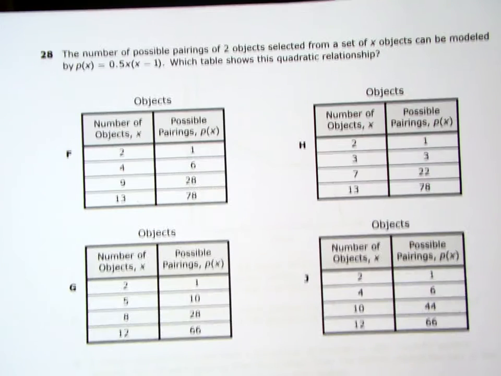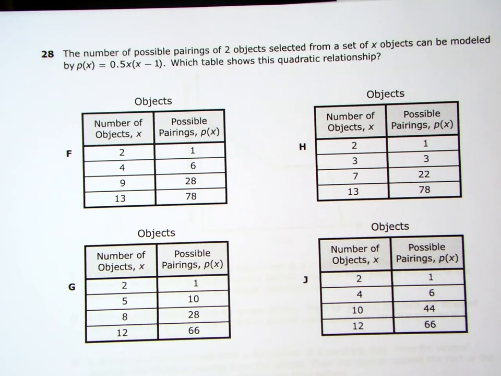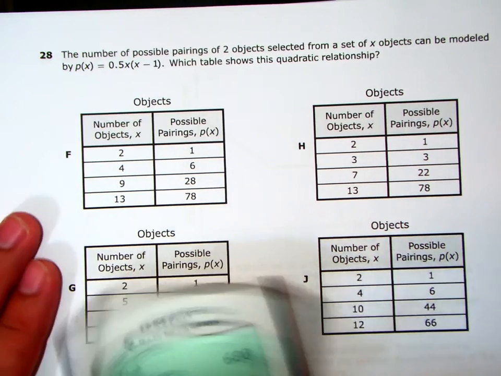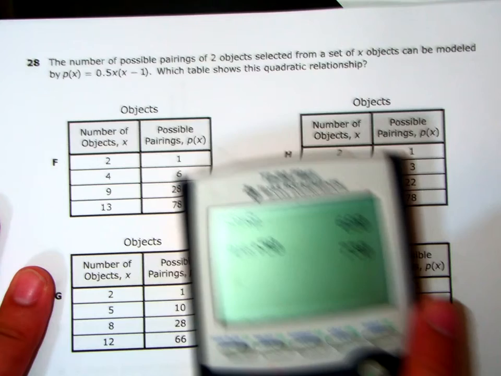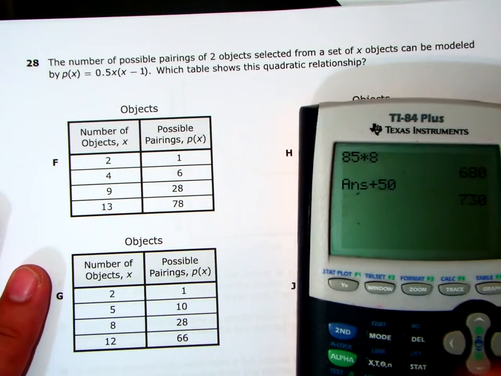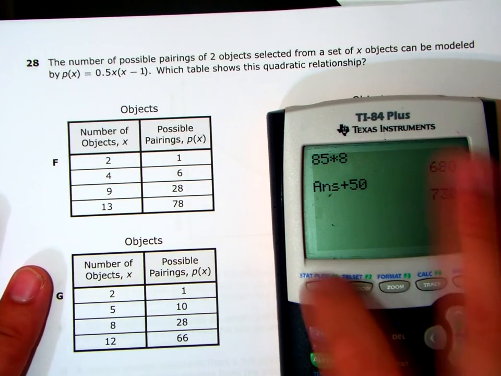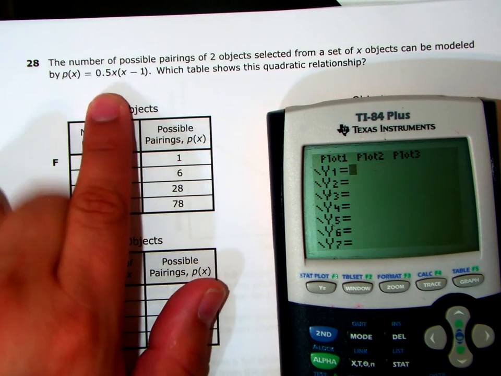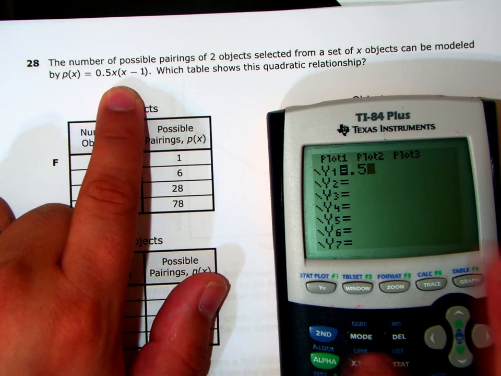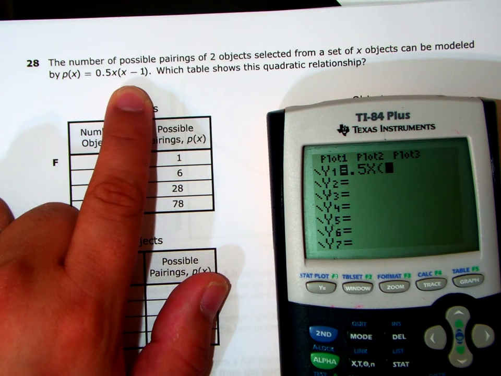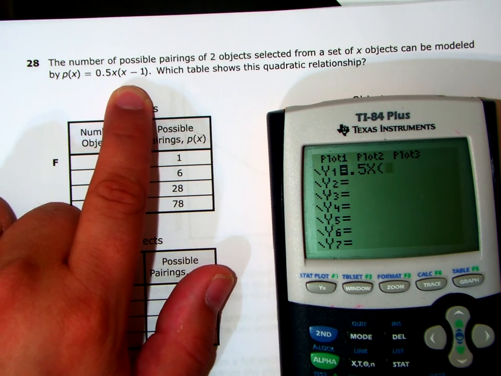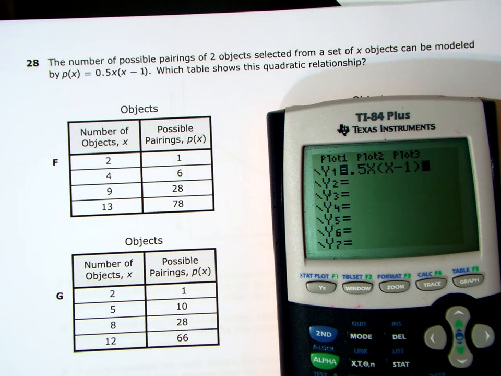This one here, number 28, okay, is what I like to say easy money. That means it's simple, right? So here, what I want you to do is to type in this equation. So y equals 0.5 x divided by, times x minus 1. So all I did is put the equation in there, right?